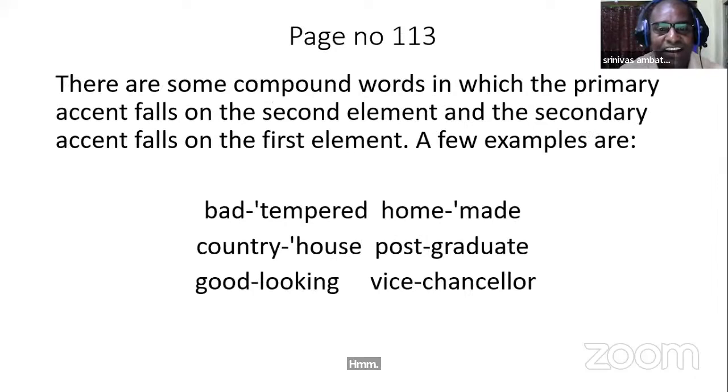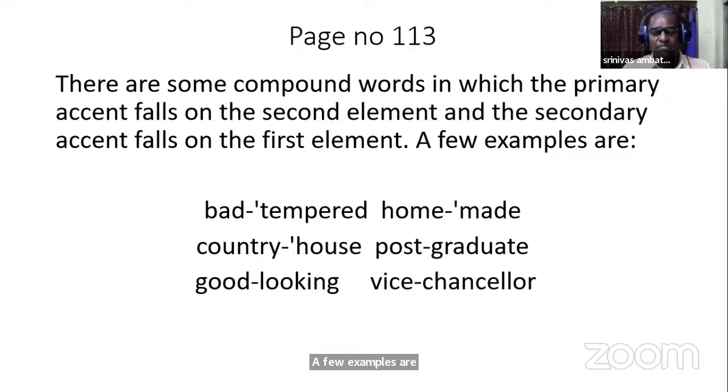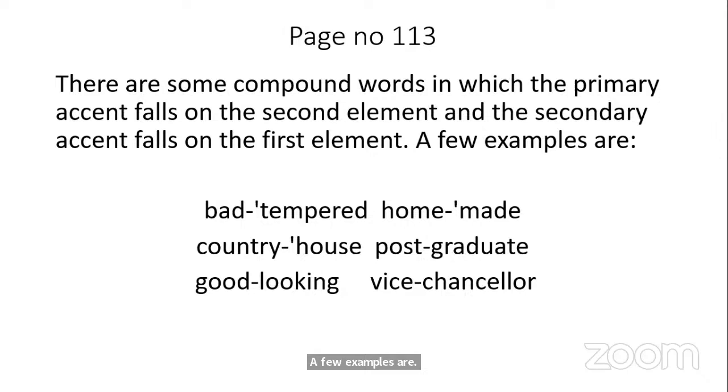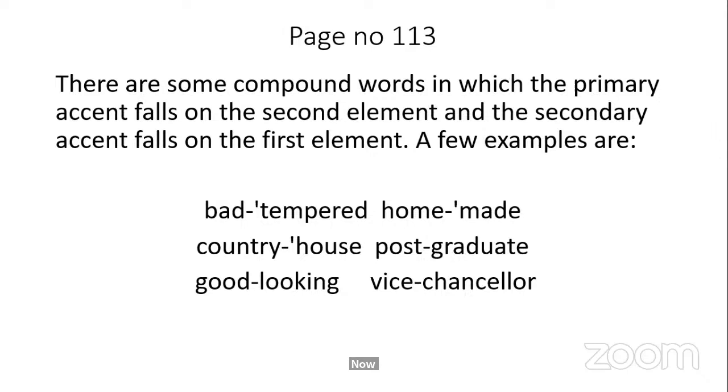Next line, please read. Homemade. Read the line. There are some compound words in which the primary accent falls on the second element, and the secondary accent falls on the first element. A few examples are. I didn't get this, sir. There are some compound words where primary accent will be on the second element. Element means word is divided into two parts, no? Yes, sir. And the secondary accent falls on the first.